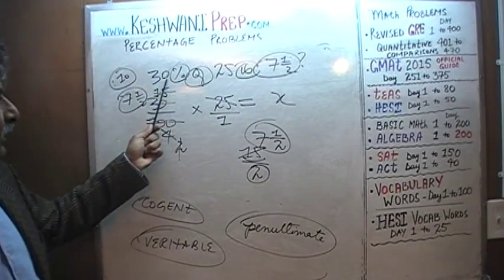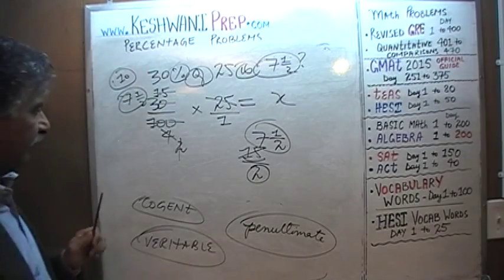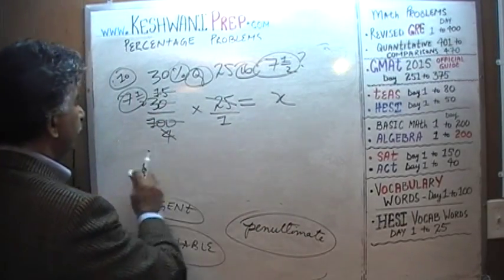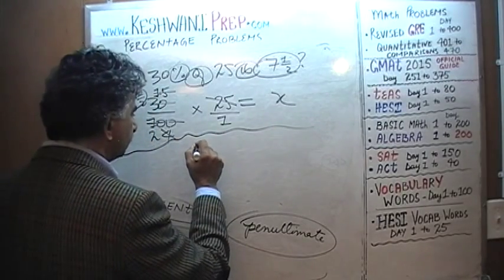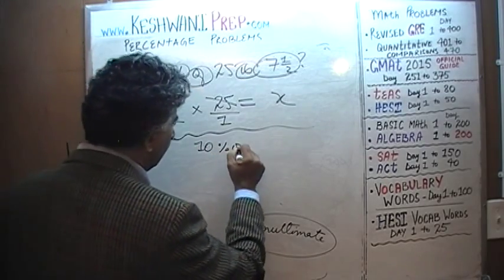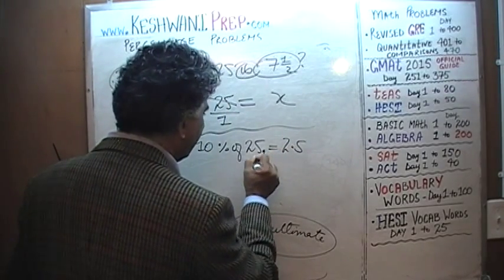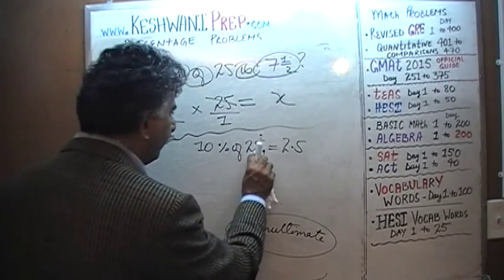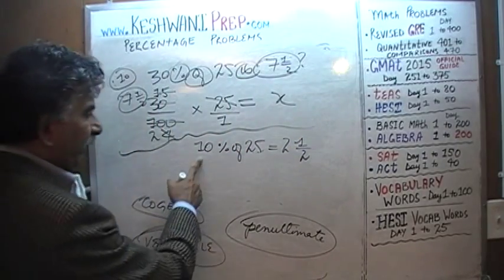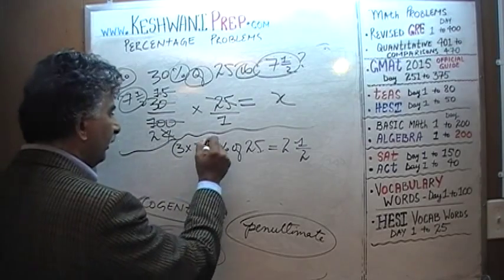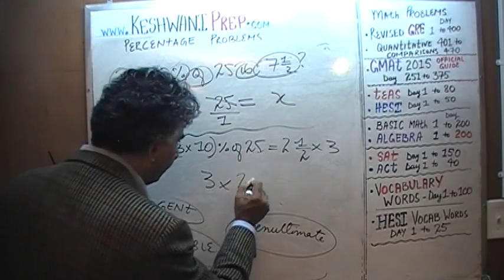What we're claiming is that 30% of 25 is 7.5. Let's see if it makes sense. We know 10% of 25 is 2.5. You just move the decimal from here to here. If 10% is 2.5, then 30% must be 3 times as much. All we have to figure out is, what is 3 times 2.5?